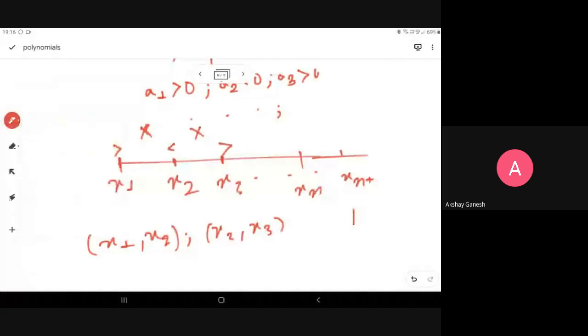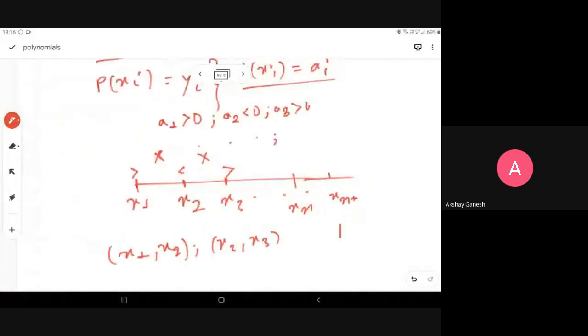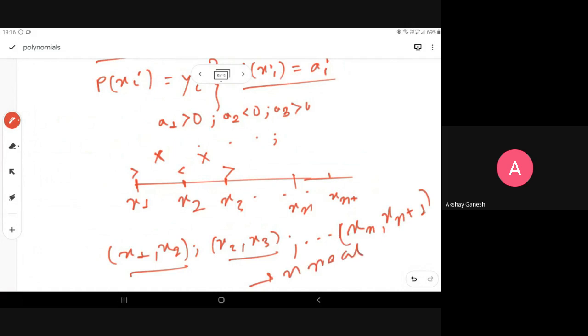So we choose the function values ai of the polynomial a(x) in such a way that it has a root between x1 comma x2, x2 comma x3, and so on, xn comma xn plus 1. So it does have n real roots and we are happy, right?